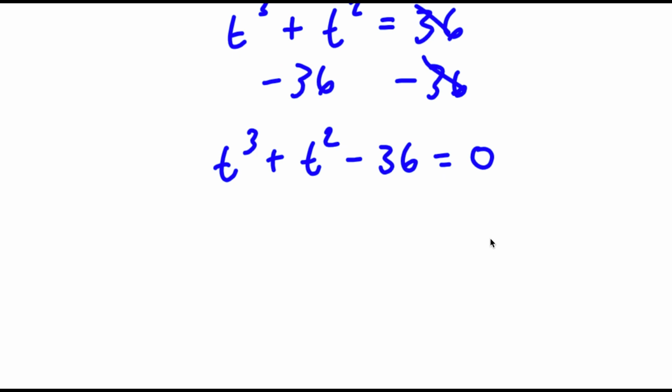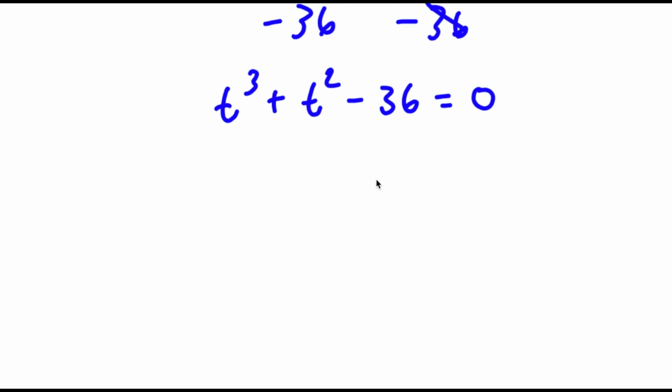So now to solve this, I actually need to find one value of t to find the rest. So to do that, I'm just going to start plugging in values. If I plugged in 0 here, that would just be negative 36. If I plugged in 1, that wouldn't work. 2, that would be 2 to the power of 3, which is 8, plus 2 squared, which is 4, minus 36, which would not work.